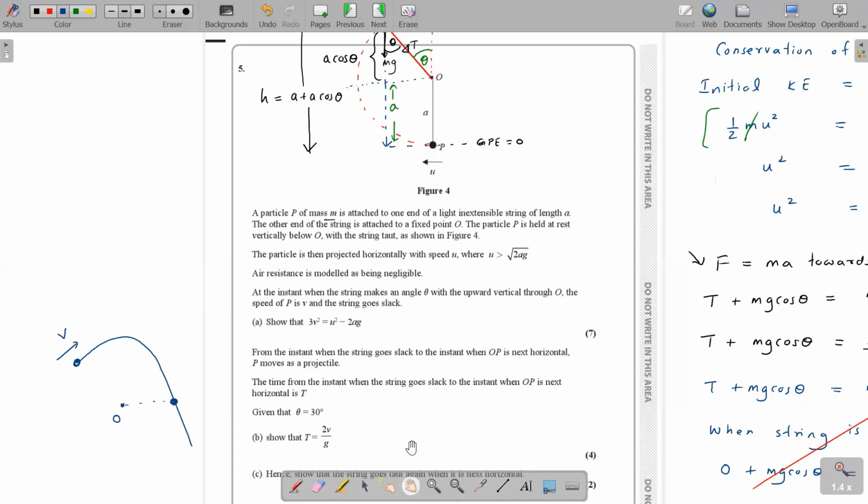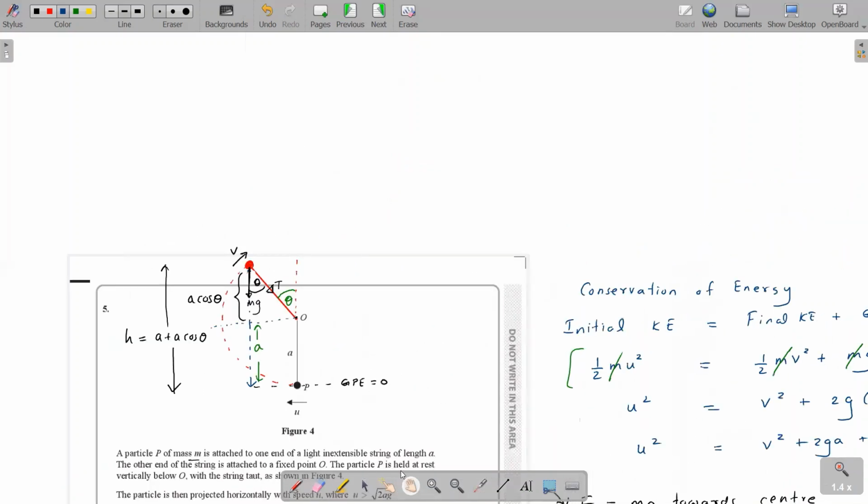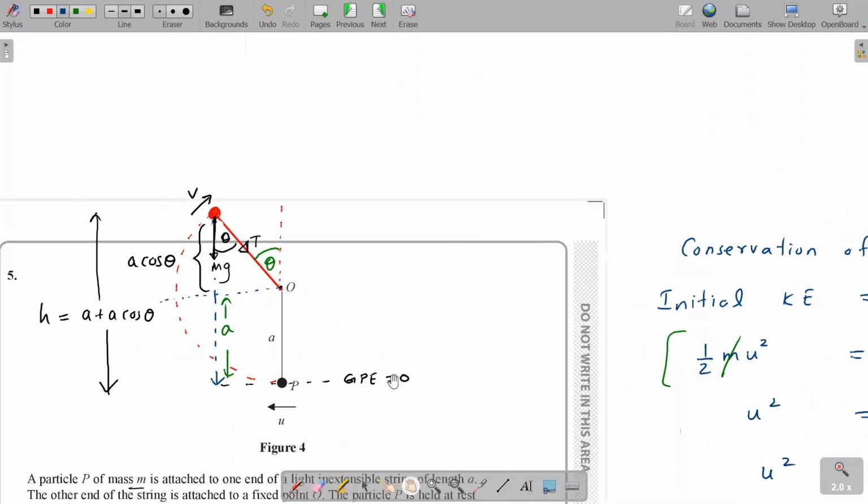To show this, I'll draw this diagram on the main diagram. So basically what happens here is your particle now acts as a projectile. It goes like this, okay? I'm trying to draw something like this. Are you with me? Okay, so this is the place when it becomes horizontal again, when it's next horizontal. So this time duration is capital T seconds.